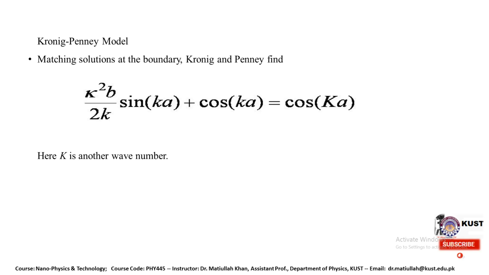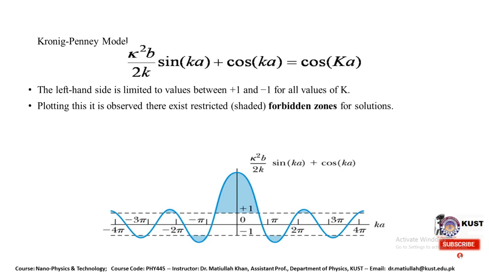This is the solution of the Kronig-Penney model, where, matching the solutions at the boundary, Kronig and Penney found that (k² b / 2k) sin(ka) + cos(ka) = cos(Ka). Here K is another wave number, equal to 1 over lambda. Further explanation about the Kronig-Penney model is made in this equation.